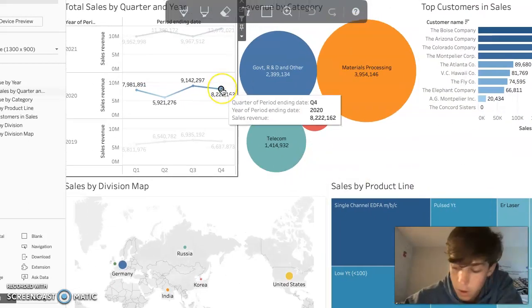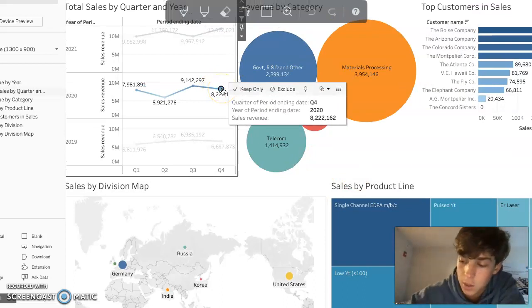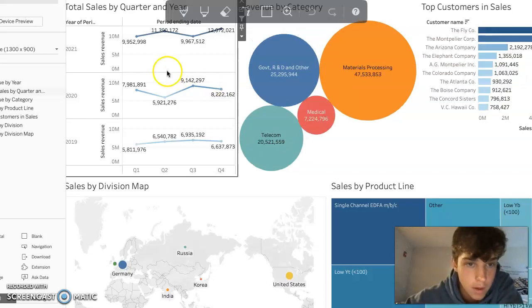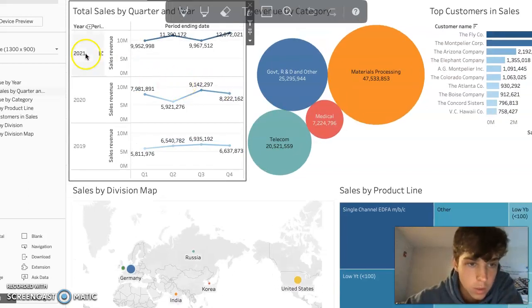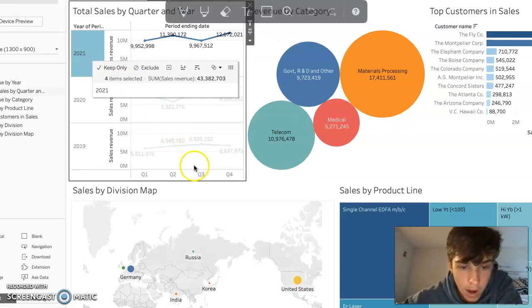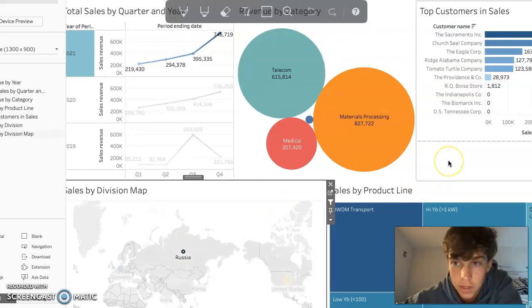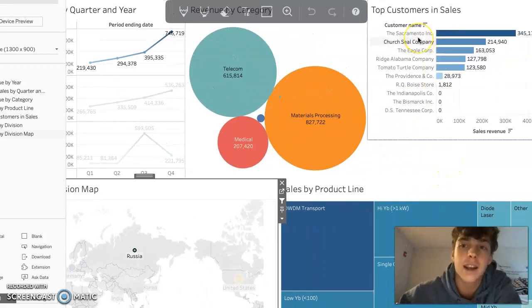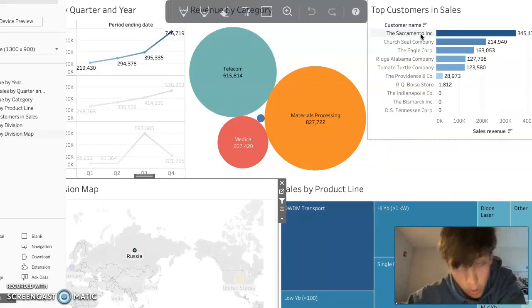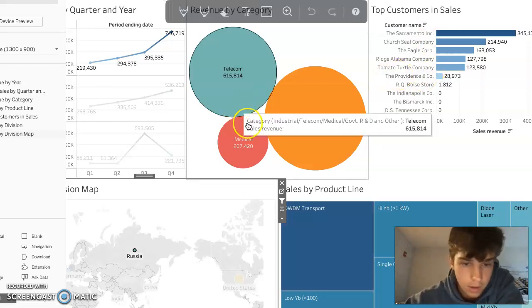So for the seventh and last question, it asks who was the top customer for the Russia division in 2021. So right here, you're going to click on 2021, and you're going to click on Russia, and then you're going to go over to the top customers and sales. You can see that the Sacramento Incorporation spent $345,173.